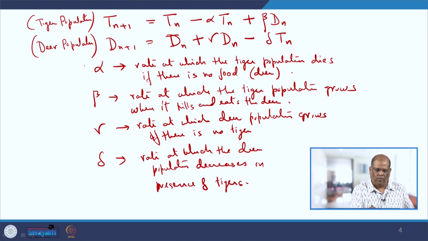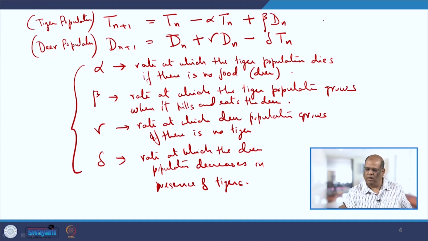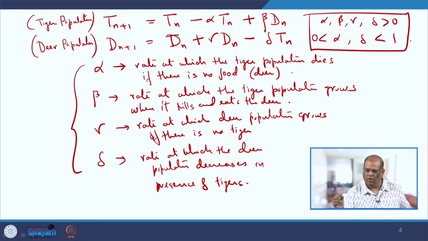So, these are the 4 parameters alpha, beta, gamma and delta. They have to be positive, and alpha and delta must lie between 0 and 1. So, this is the restriction on the parameters. Once this model is defined, let us now look into its equilibrium solution.